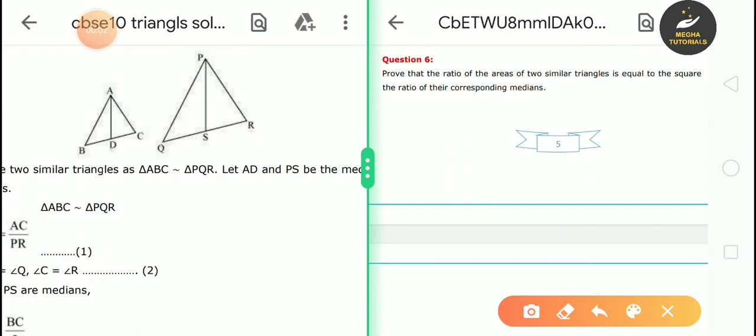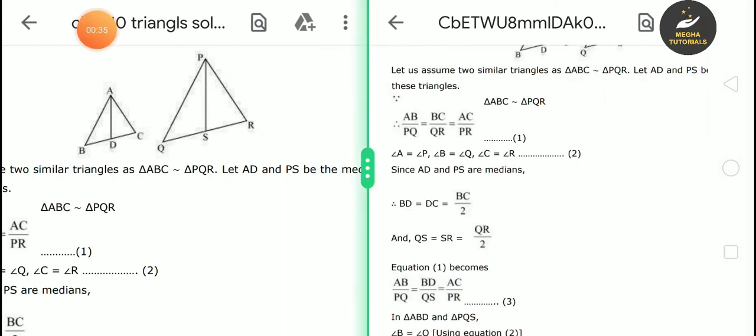Question 6. Prove that the ratio of the areas of two similar triangles is equal to the square of the ratio of the corresponding medians. In this case solution will be on the right side and diagram will be on the left side. Okay, it is given that two triangles are similar. We have to prove that ratio of the areas of the two triangles is equal to the square of the ratio of the corresponding medians. So let's start with the solution.